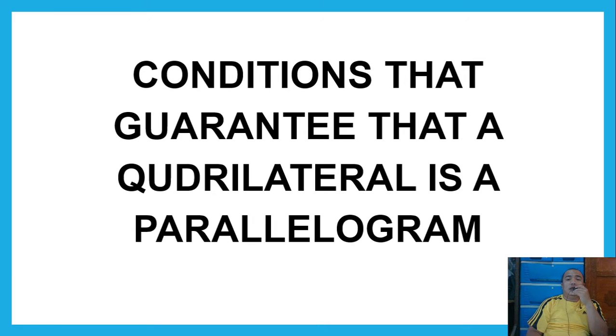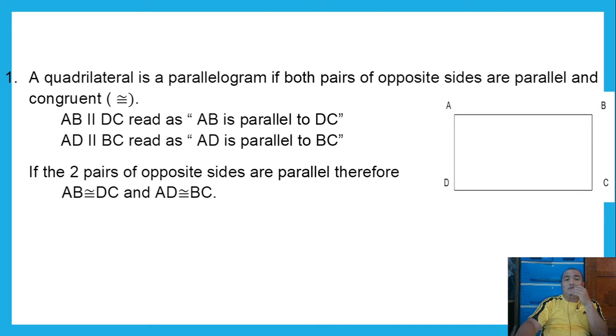Conditions that guarantee that a quadrilateral is a parallelogram. Number 1, a quadrilateral is a parallelogram if both pairs of opposite sides are parallel and congruent. So in the picture, AB is parallel to DC and AD is parallel to BC. If the two pairs of opposite sides are parallel, therefore these opposite sides are also congruent. So AB is congruent to DC, AD is congruent to BC. So in a parallelogram, opposite sides are parallel and at the same time congruent.